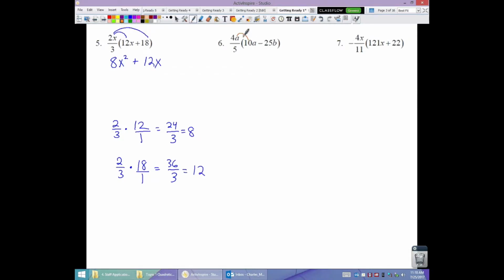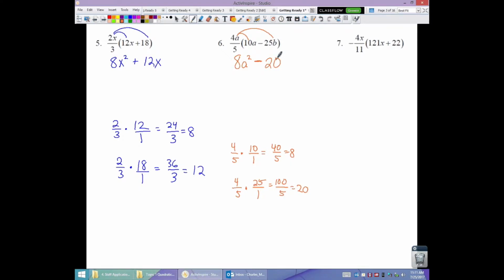Okay. Distributing 4/5 a. Well, come down here, 4/5 times 10 over 1, that's 40 over 5, which is 8. So we have 8, and then a times a is a squared. And we're going to do 4/5 times, now that's a negative 25 actually. So a positive times a negative is negative. And now I don't have to worry about the sign anymore. I can just come down here with 25 over 1. So 4 times 25 is 100. 5 times 1 is 5. So that gives us 20.